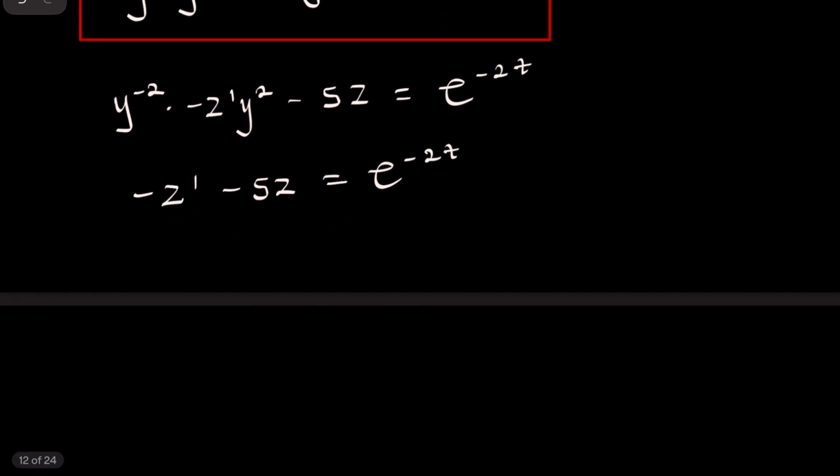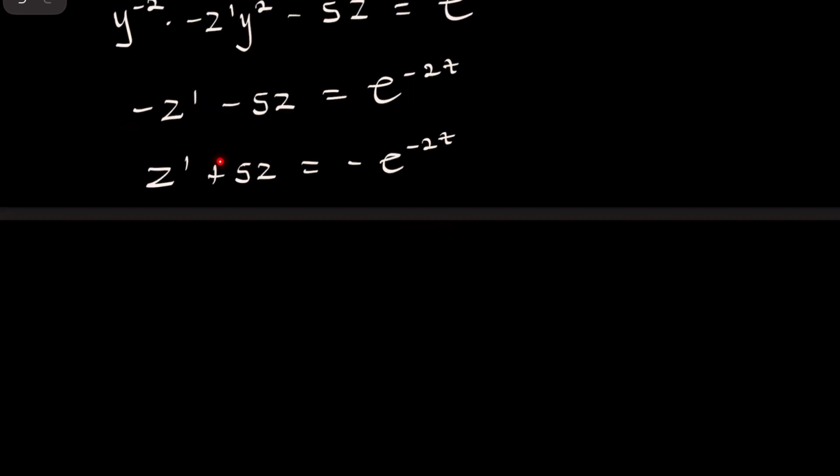And so here we need the coefficient of z prime to be 1, so we just have to multiply through by minus 1. That's going to give us z prime plus 5z is equal to minus e to the minus 2t. We now have our differential equation as a first order linear differential equation where the dependent variable is z and the independent variable is t.